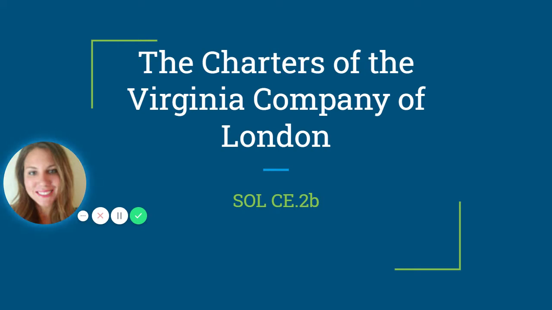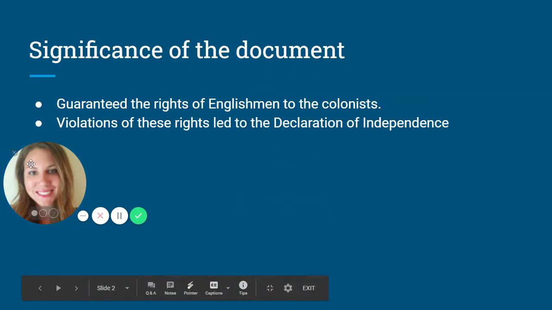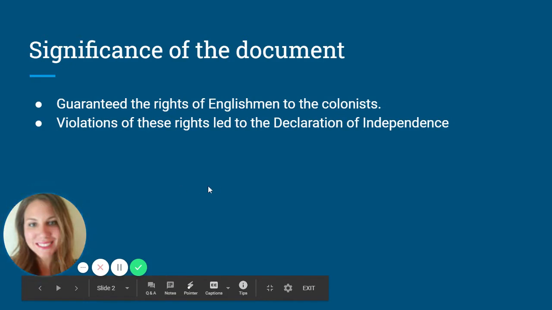So the charters of the Virginia Company of London allowed colonists to establish the town of Jamestown. Okay, so let's take a look at why the charters of the Virginia Company of London were so significant to our Constitution. The charters basically guaranteed the rights of Englishmen to colonists. Remember how we talked about the Magna Carta and all the rights that Englishmen were given by it? Your right to a speedy trial, right to a trial by a jury, rule of law, all those things. Those rights were bestowed upon the colonists.